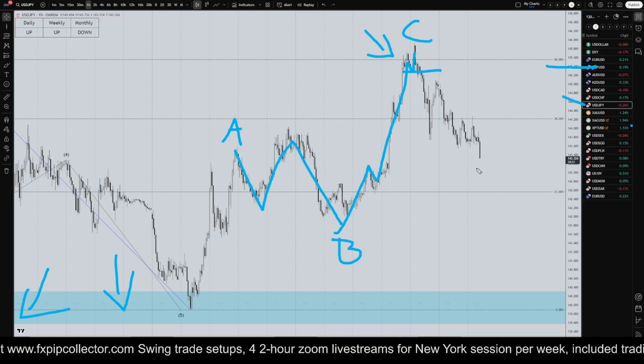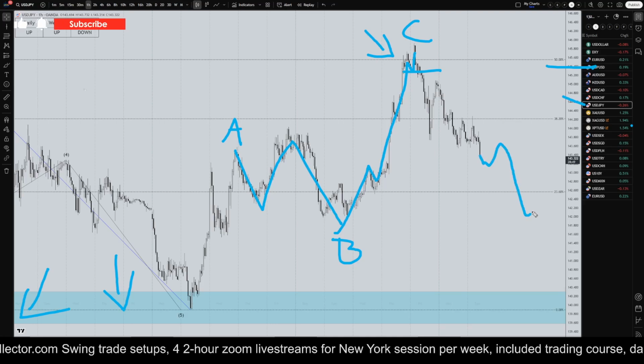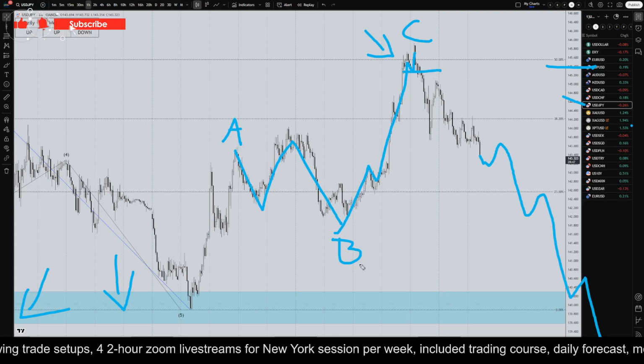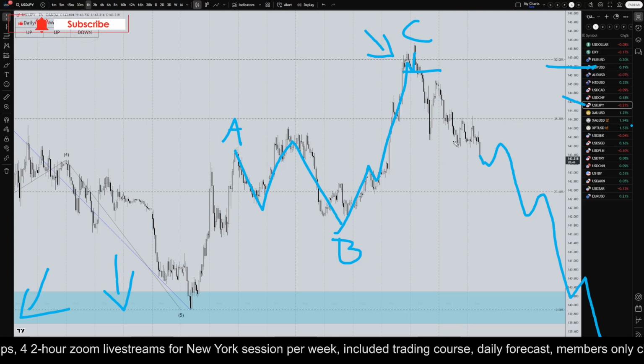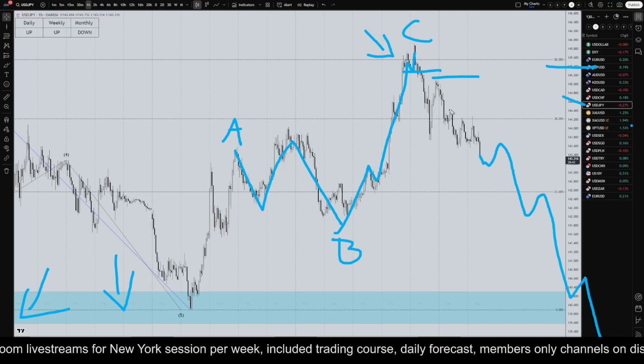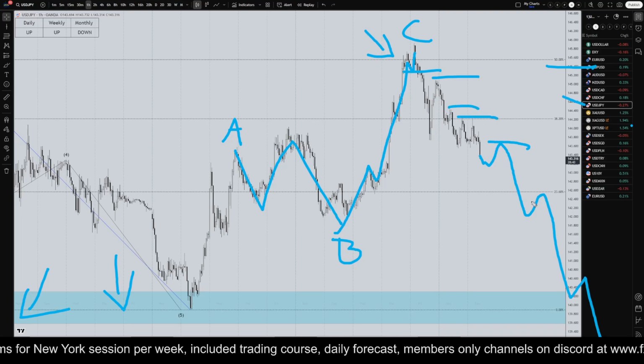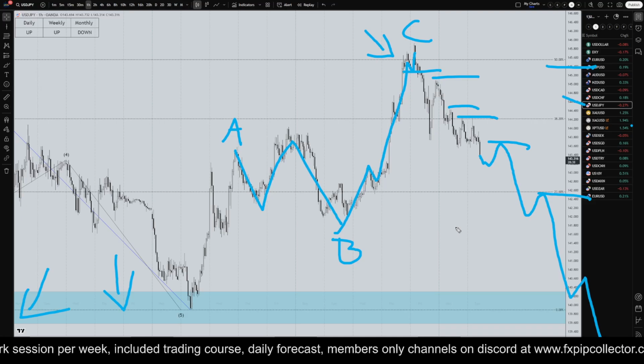So what happens at the end of a correction? At the end of a correction, you get low, high, low, high, low, high because the market should start to trend. So I would definitely be looking for shorts. I mean, even on these sort of time frames, you're definitely getting lower lows, lower highs, lower lows, lower highs. So I think more than likely we should be looking for shorts.